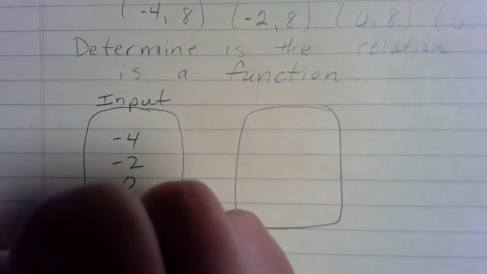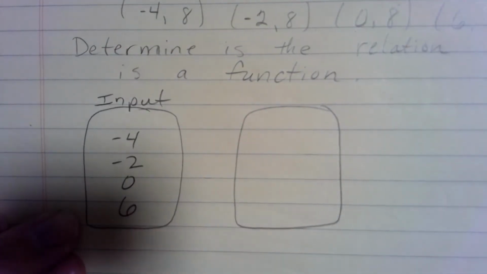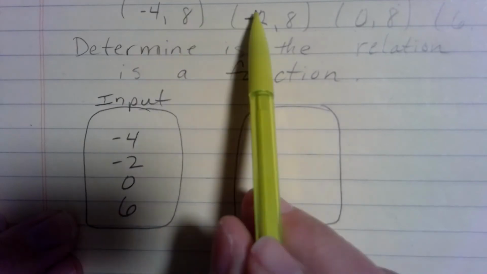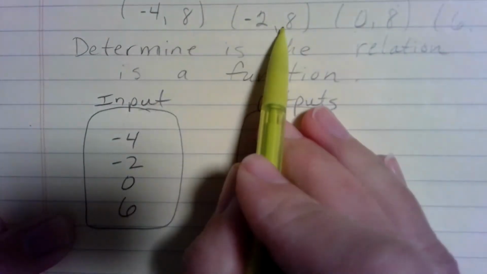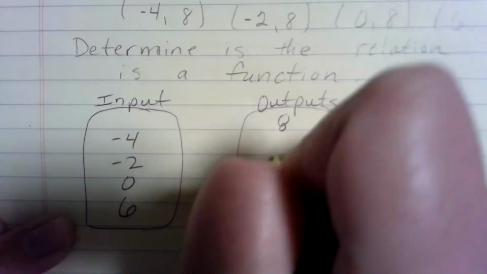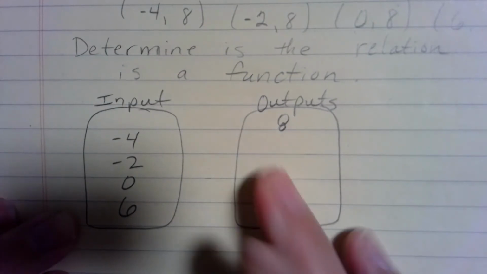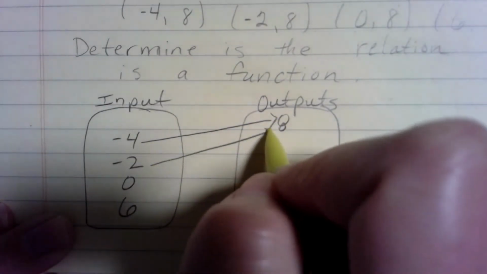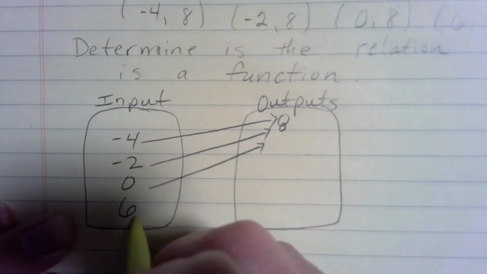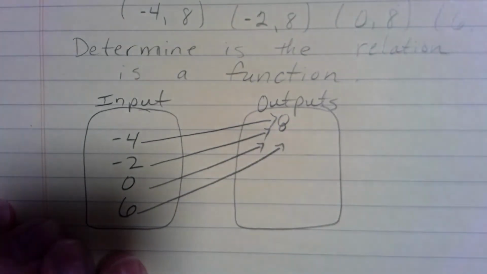Okay, so the inputs here. So what are the inputs? Those are all the x's. So -4, -2, 0, and 6. Okay, and I got that from here. -4, -2, 0, 6. And then the outputs are the y's, right? The y values, and they all happen to be 8. So we just need to write 8. So -4, 8, -2, 8, 0, 8, 6, 8.